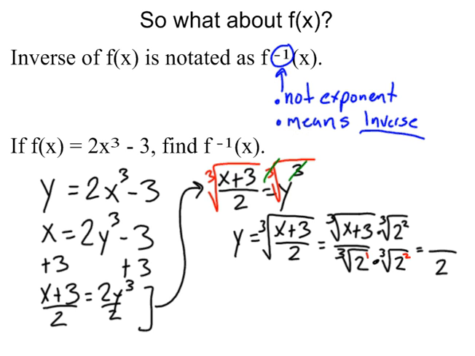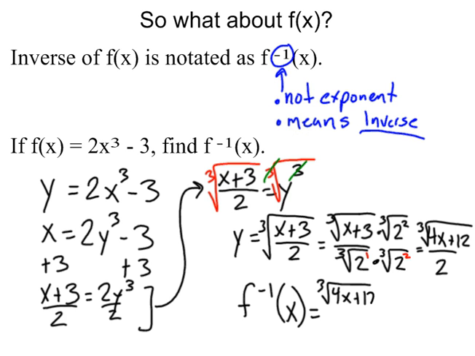What we do to the bottom, we also do to the top. 2 squared is 4, and 4 times x is 4x. 2 squared is 4, and 4 times 3 is 12. We still have the root on the top. So now that we have our function, we don't need to put our y. Remember, we want to write it as f of -1. So let's put f inverse of x equals cube root of 4x plus 12, all over 2.